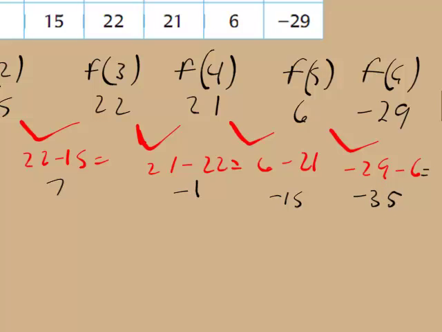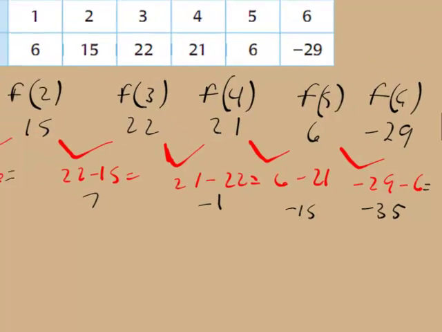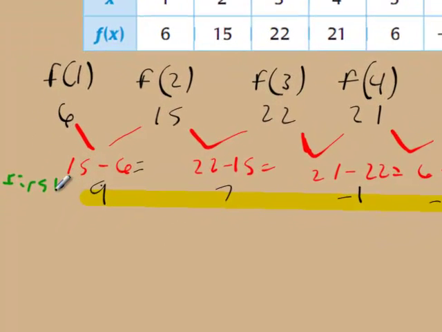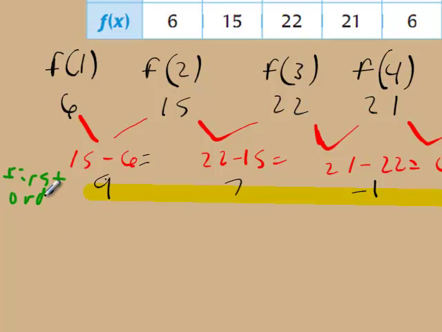Okay, so these numbers here, the 9, the 7, the -1, the -15, and the -35, these are called our first order differences.